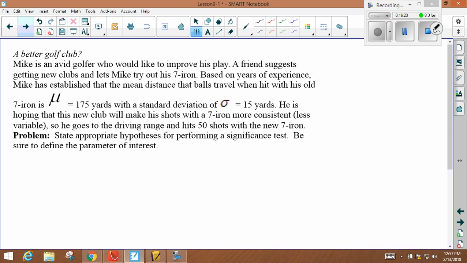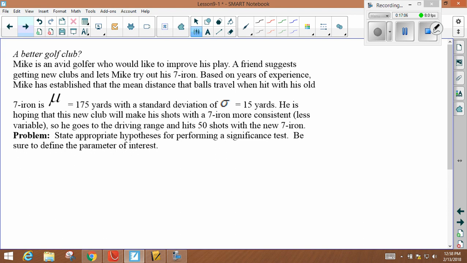So in this case, there's this guy Mike. He wants to improve his play. His friends say, your clubs are garbage. If you want to play better, you need new clubs. Hey, try my clubs. In particular, try my 7-iron. And we'll see if it's the clubs or if it's you. So Mike knows that his mean distance with the 7-iron is 175 yards, and that on average, his shots tend to be around 15 yards from his mean distance of 175 yards.